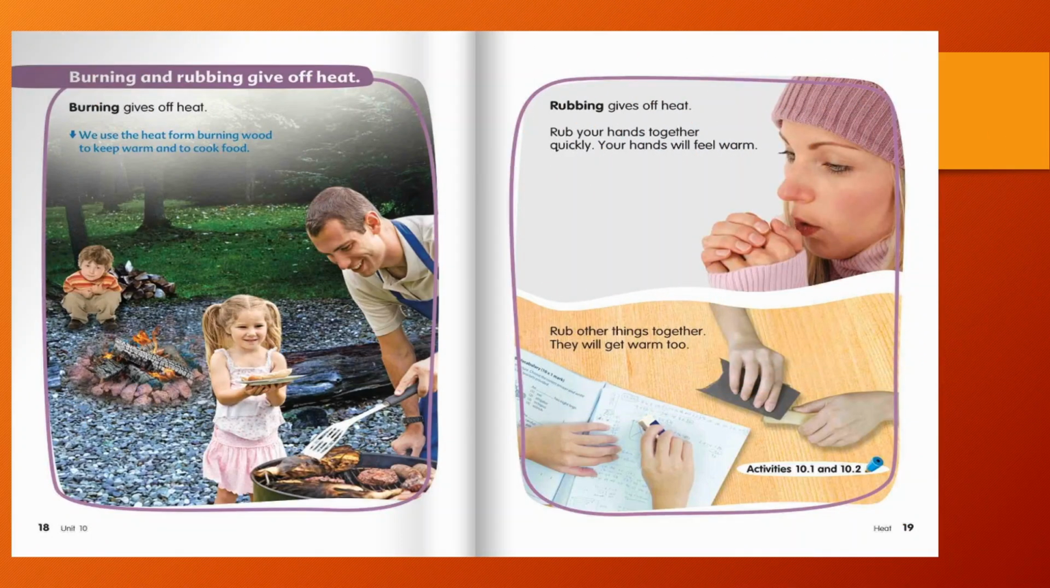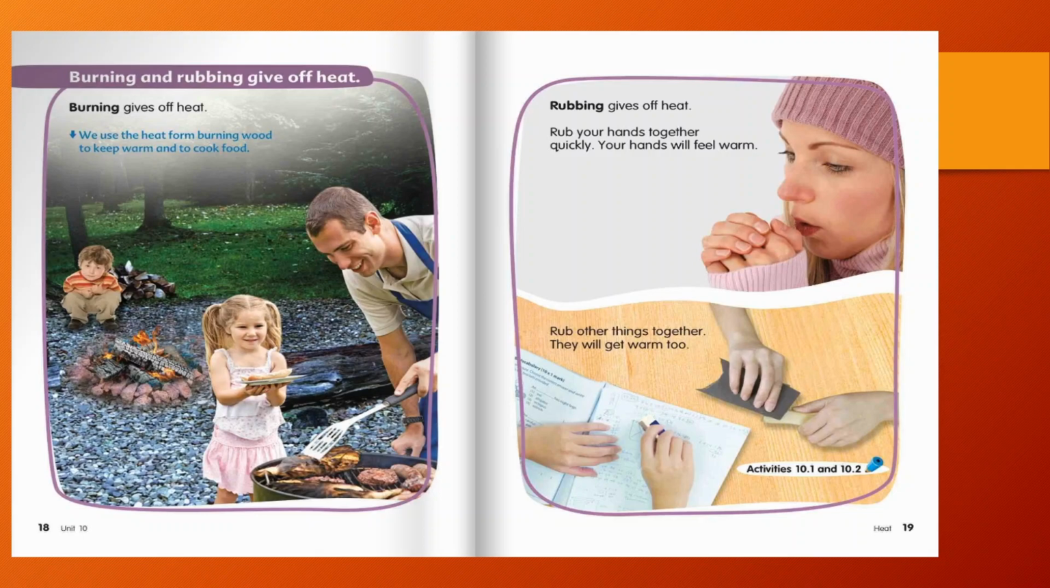All right, so here we have the explanation section of the unit. Here we have burning and rubbing give off heat. Give off is the expression that you have to learn when you're talking about objects or things that produce heat. So here we have burning gives off heat. We use the heat from burning wood to keep warm and to cook food. This is especially when you go camping, okay?